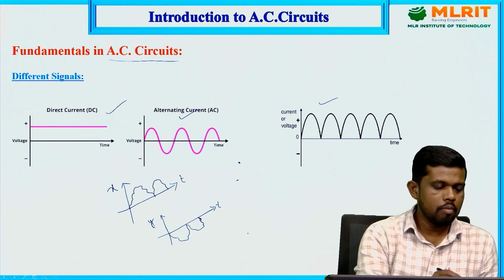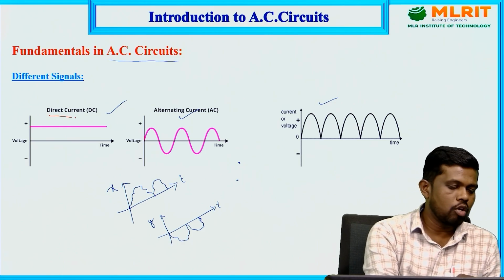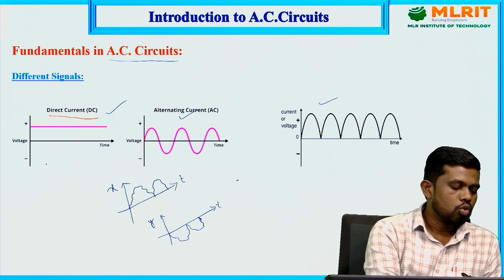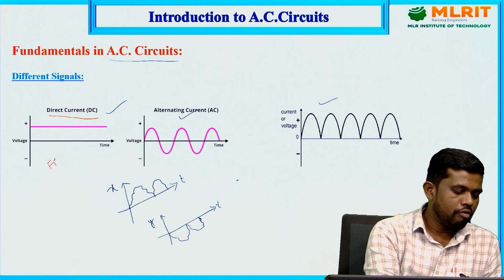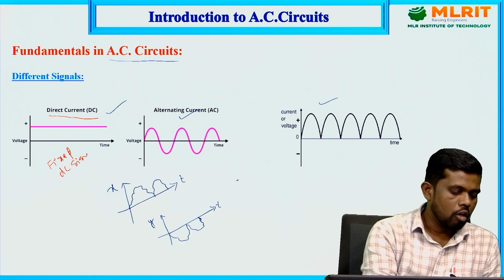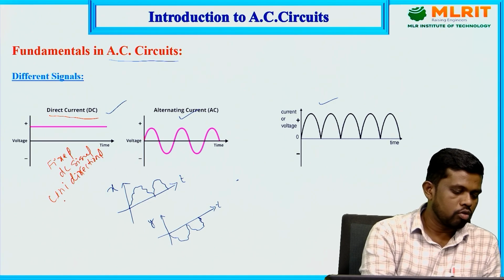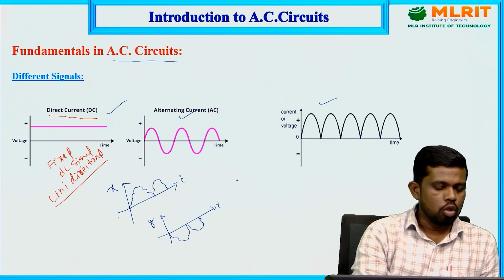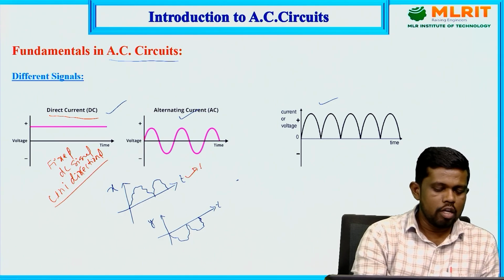So this one is called a direct current signal, I mean a DC signal. Simply, we can call it a fixed DC signal. Also, we can say it's a unidirectional signal. The signal which follows only one direction with a fixed magnitude is called a unidirectional signal. This one is also a unidirectional signal, I mean a DC signal.